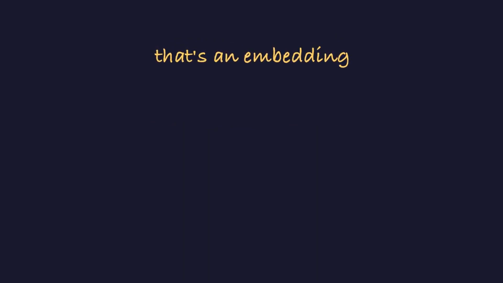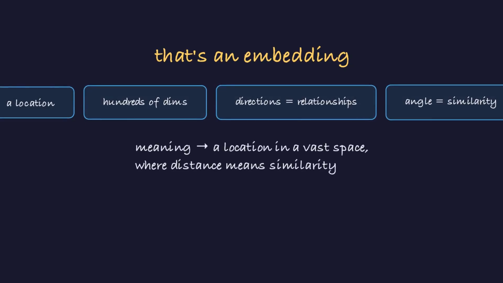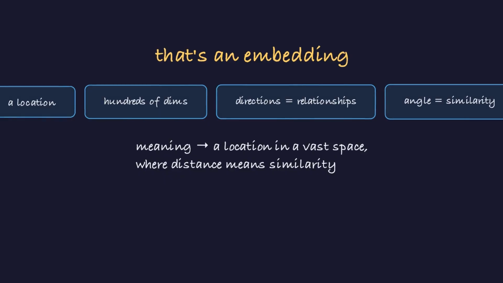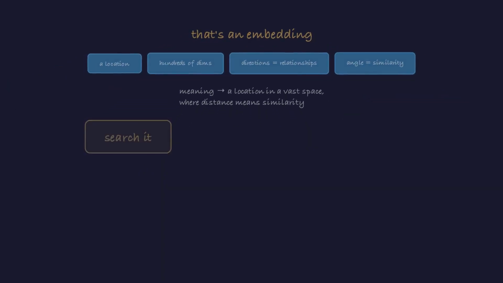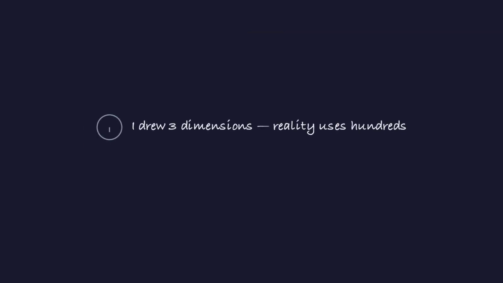So that's an embedding. You take meaning, a word, a sentence, an image, and turn it into a location in a vast space, where distance means similarity and directions carry relationships. Once meaning has coordinates, a computer can search it, compare it, and reason about it as math. That's the trick under semantic search, recommendations, and the whole retrieval side of AI. Fair warning, as always. I drew 3 dimensions. Reality uses hundreds. But the idea is exactly what you just saw.